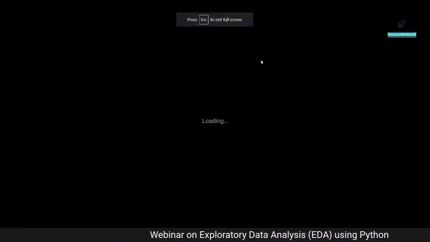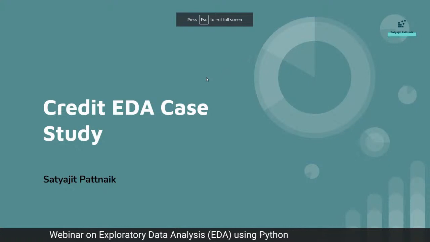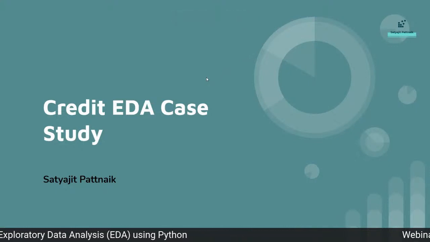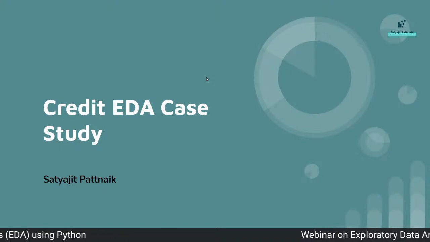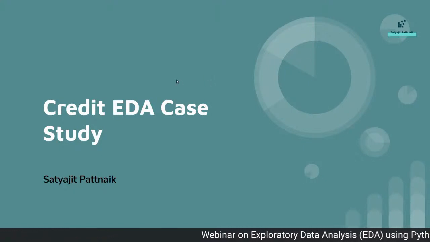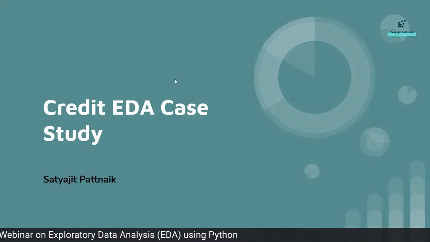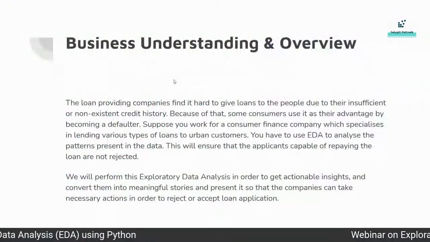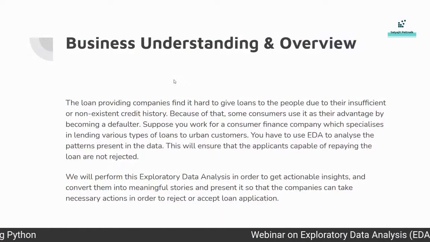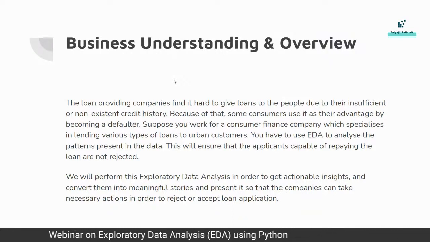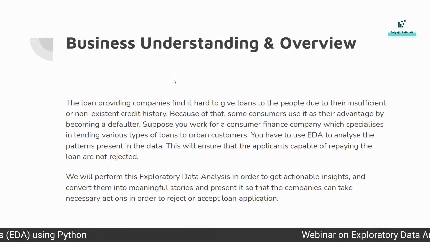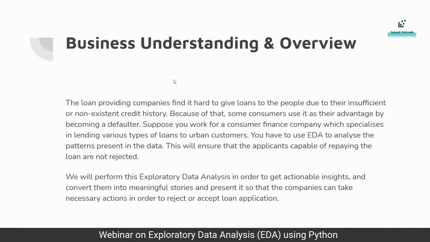So, guys, this is the overall use case. My voice is audible and my screen is visible, right, Shivani? Yep, it is. Okay, so yeah, guys, this is a very wide use case. So for us also, explaining the use case is pretty difficult, at least in 1 hour. So the business understanding is clear, I think, from this point of view: the loan providing companies find it hard to give loans to the people due to their insufficient or non-existent credit history. Because of that, some consumers or customers use it as their advantage by becoming a defaulter.